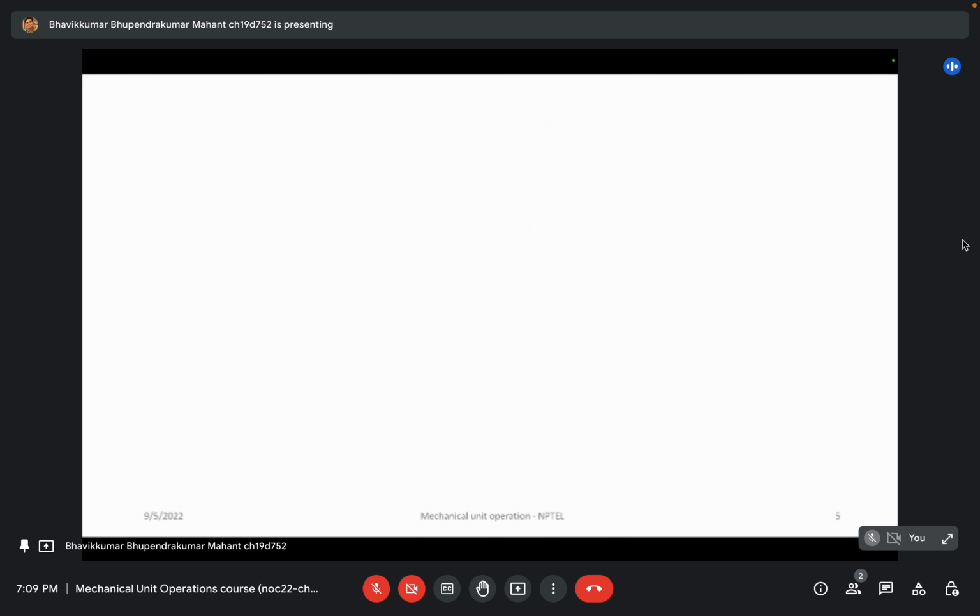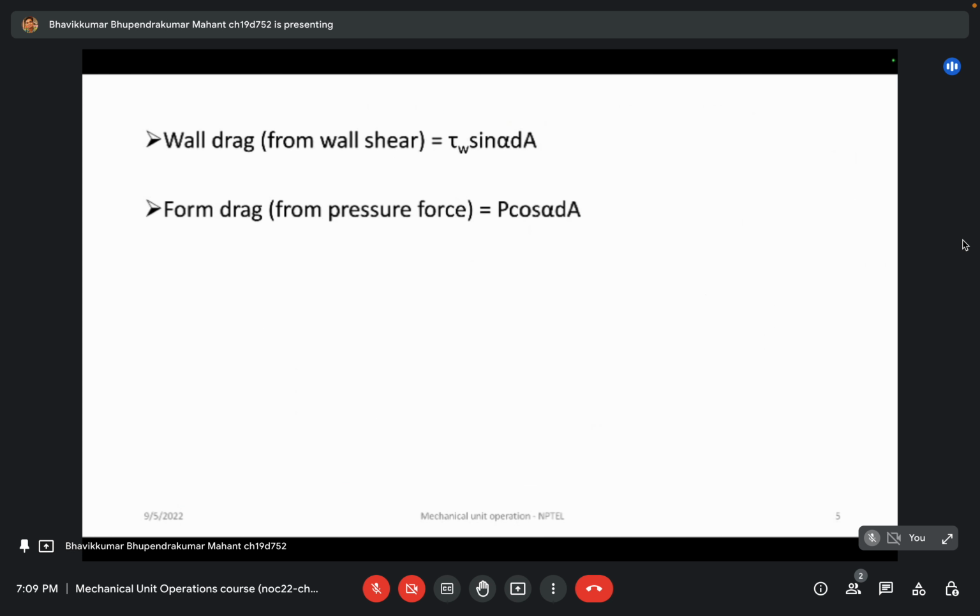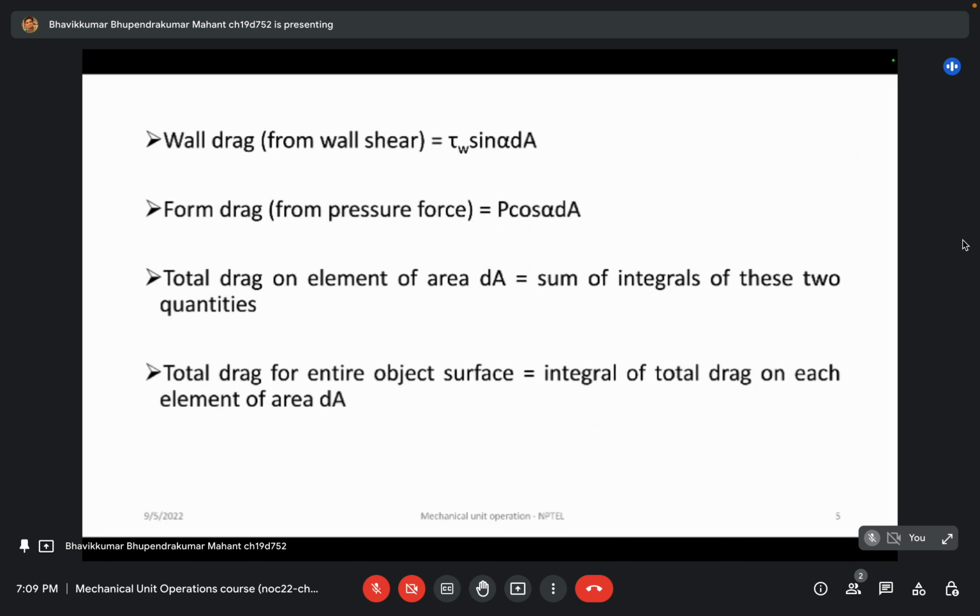Okay, so as we mentioned, the wall drag is tau W sin alpha dA. You can remember this component, and we can easily derive it from the figure also. Form drag is equal to P cos alpha dA. Now the total drag on the element of area dA is equal to the sum of these two quantities. So obviously for the total drag, we need to take the sum of both these quantities.